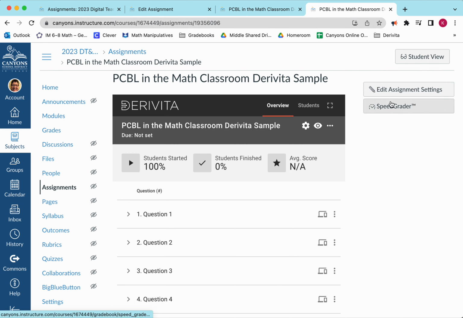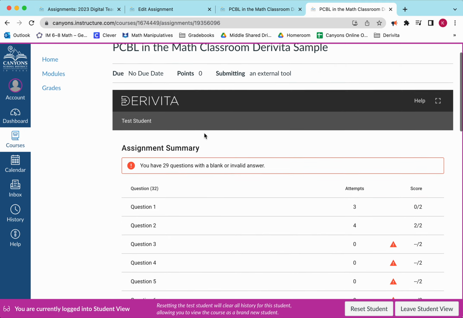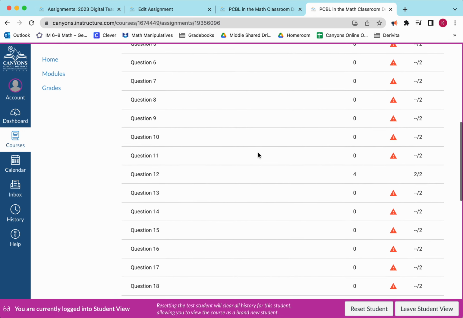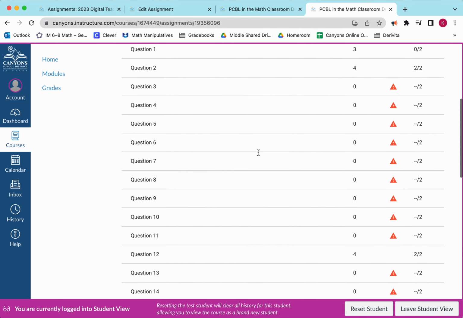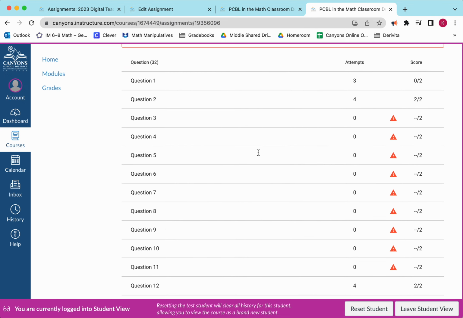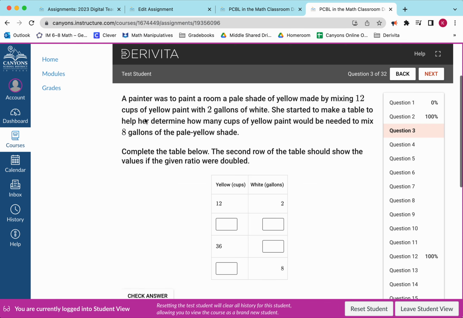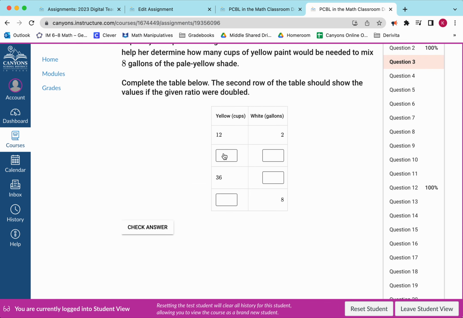This is what it looks like for a student. We'll go into student view. They, of course, would not typically have an assignment this long, but again, this is that same assignment I built for you just so you could see some of the question types that are available in each grade. But they click into the question, they try it, okay?